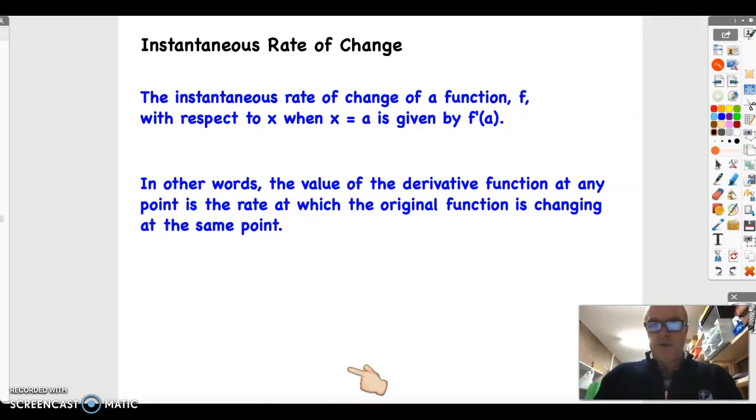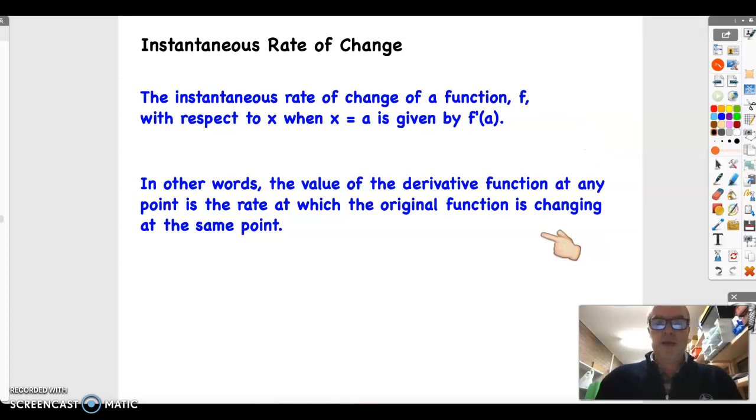Today we're going to talk about the instantaneous rate of change, because this is the rate of change given to us by the first derivative. So the definition here is fairly textbook. The instantaneous rate of change of a function called f with respect to x when x equals a is given by f prime of a. In other words, the value of the first derivative when we substitute a.